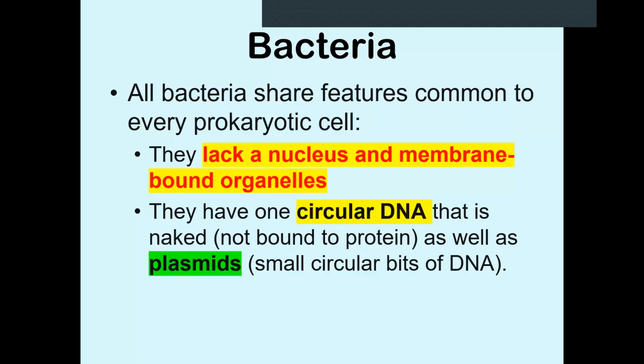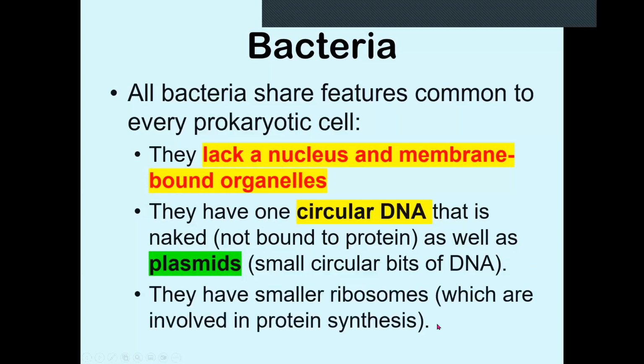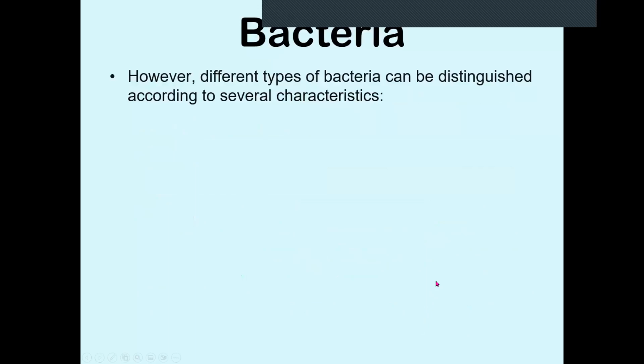And it's the plasmids that we use to be able to produce molecules for medical purposes, like insulin. All insulin now uses plasmids or uses bacteria. Now, they have small ribosomes, and it's the ribosomes which are involved in protein synthesis. So they have that, well, they couldn't produce proteins otherwise.